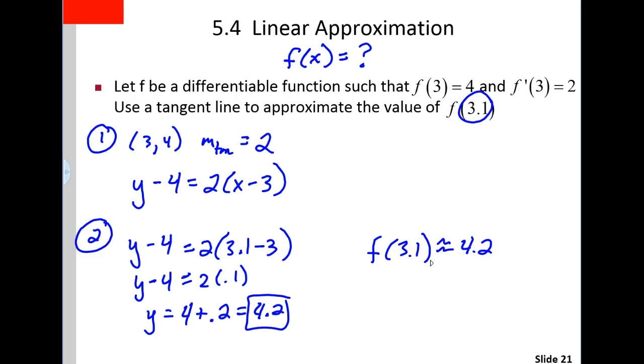So that completes our notes for section 5.4. Some of the questions on the homework are going to be very similar to these examples. Others are going to be a little bit of an extension. So your homework tonight is problems 1 through 6 from 5.4.